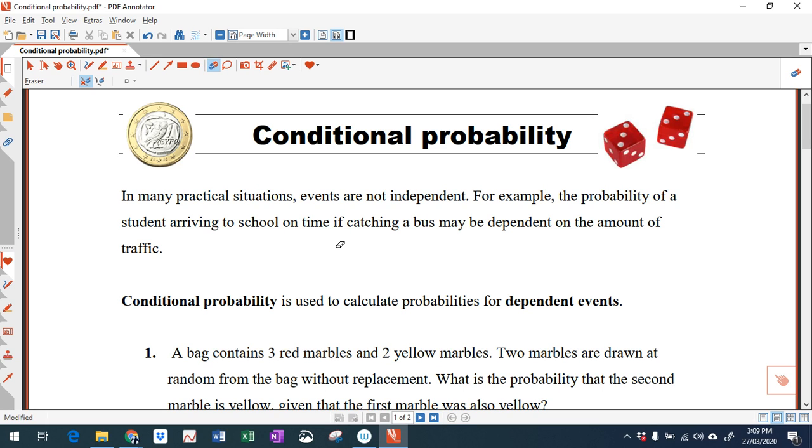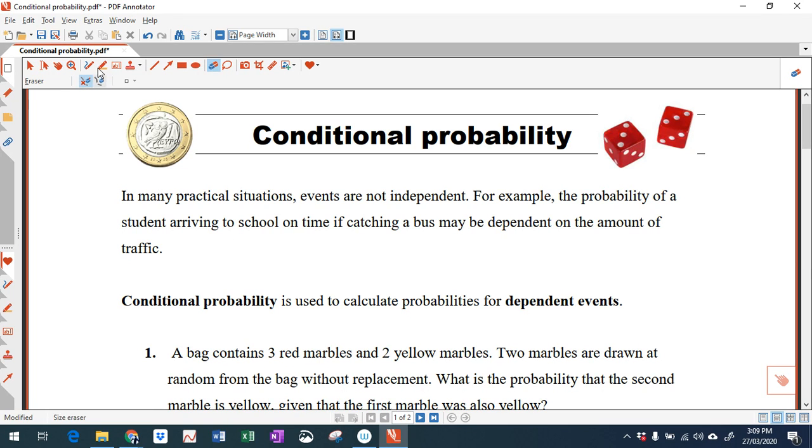Hi, Year 10. The last lesson we had together as a class was on conditional probability, and a number of you were away. For some of you boys, you've done this before, but for the boys who were away, this is for them. Okay, so we're looking at conditional probability.